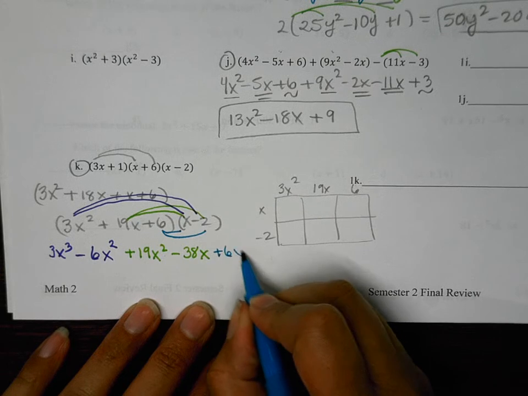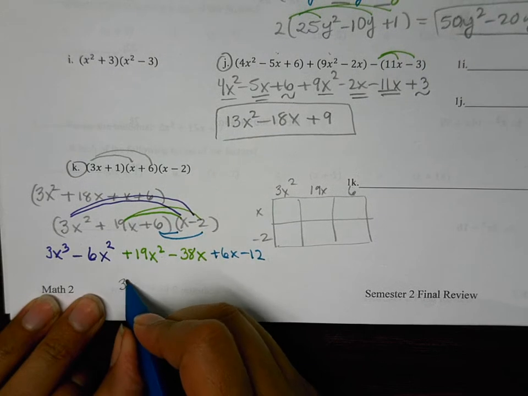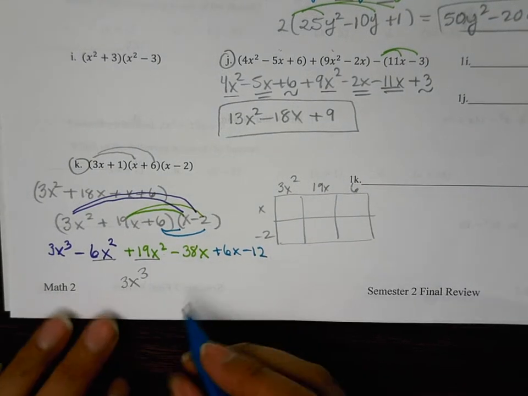Kyle, give me the last piece. Right here. You can handle that one. 6 multiplied to both of them. What does that give you? Good job. And then you combine your like terms.